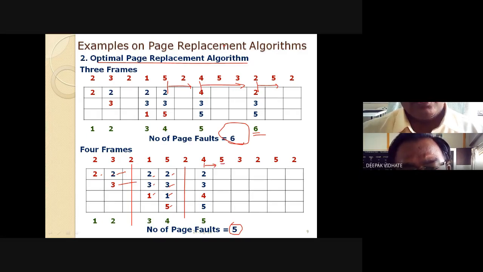So which will be required? 5 is required, then 3 is required, then 2 is required. So definitely 1 is not required in the list. So instead of this 1, you put 4 here, and this is the current list. This is the current structure of the frames.